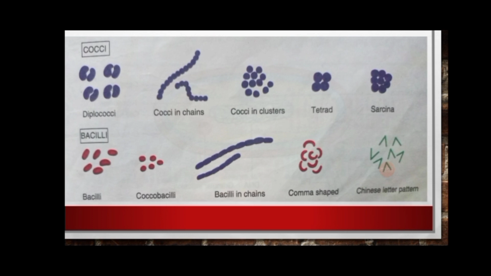Now, we have certain shapes of both gram positive as well as gram negative bacteria. If we see a bacteria in oval to round shape, we call them cocci. If we see a bacteria with a rod shaped structure, we call them bacilli. Cocci may be arranged in pairs, in chains, in clusters, tetrad, or sarcina. And same with bacilli. Bacilli can be arranged singly or in chains, comma shaped, or in Chinese letter pattern. So we have two major shapes of bacteria, that is cocci and second is bacilli. If a bacteria is of oval to round shape, we call them cocci, and bacteria with a rod shape structure, we call them bacilli.